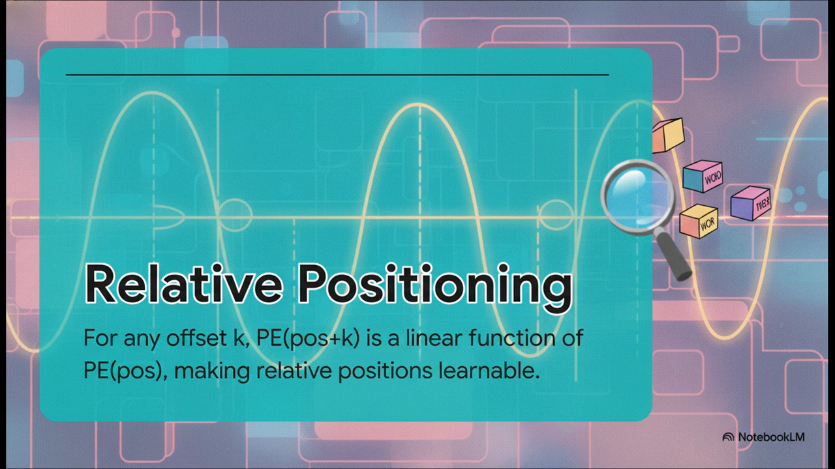Let's just zoom in on that idea of consistency for a second, because this is the really clever part. The magic of using sine and cosine is that thanks to their mathematical properties, the position signal for, say, position 7 can be calculated directly from the signal for position 5. What that really means is the model can super easily learn concepts like 2 words apart or 5 words before, which, as you can imagine, is absolutely critical for understanding grammar and context.